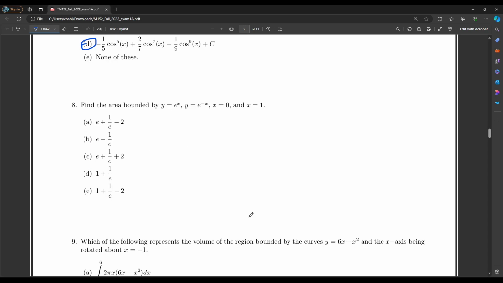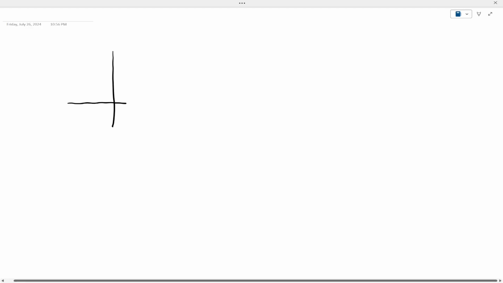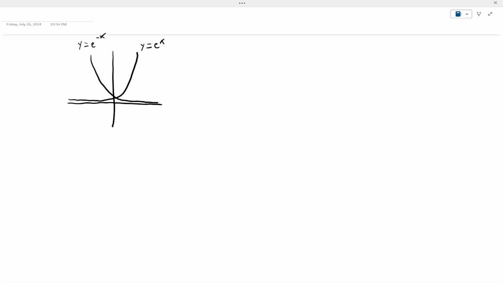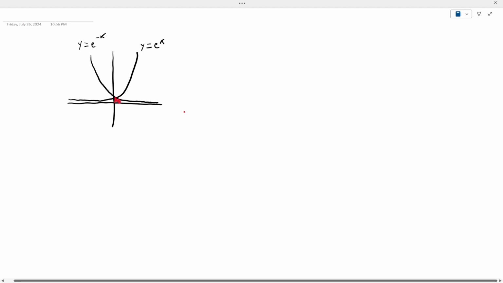Find the area bounded by y equals e to the x, y equals e to the negative x, between 0 and 1. So, with these problems, it's nice to make a drawing. So, it's going to be our e to the x, an exponential, and e to the negative x, which is going to kind of reflect it and look like that. So, there we go, and we're trying to find the area between 1, let's say this is 1, and 0. This area right here. Maybe I should have made it a little bit bigger, but who cares?